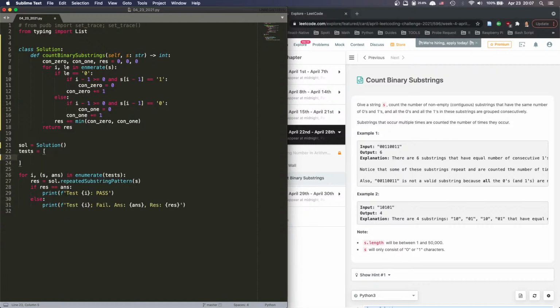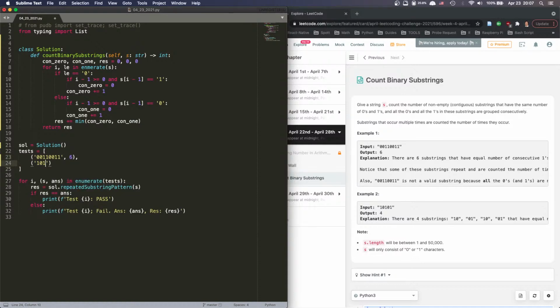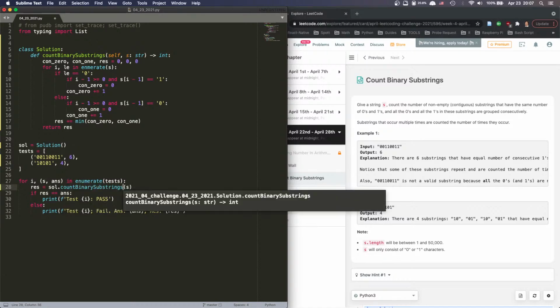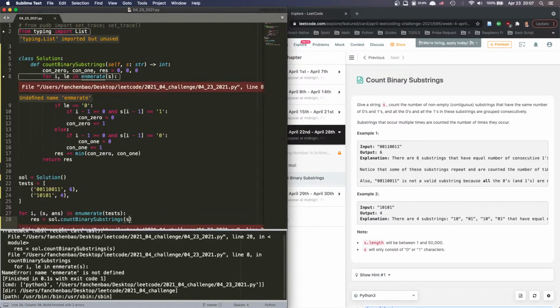We have two test cases. First one is 0, 0, 1, 1, 0, 0, 1, 1. This one gives us 6. Second test case, we have 1, 0, 1, 0, 1, which gives us 4. And we have S. Okay, so this one is going to be count binary substrings, S. Try it. And enumerate.